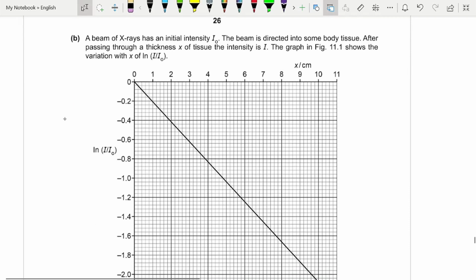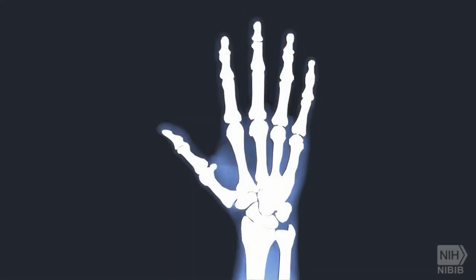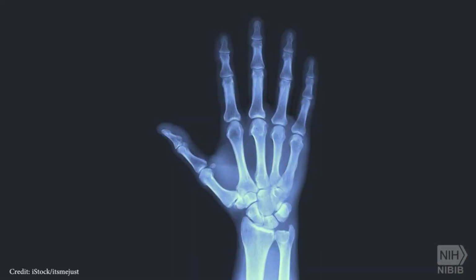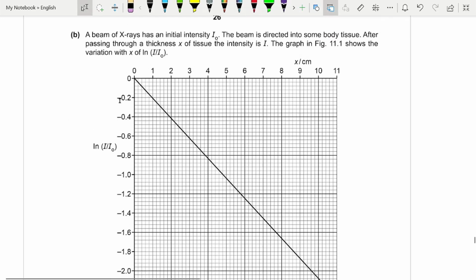Over to the next question. A beam of X-rays has an intensity I0. The beam is directed into some body tissue. After passing through a thickness x of the tissue, the intensity is I. The graph below shows the variation of x with ln(I over I0).